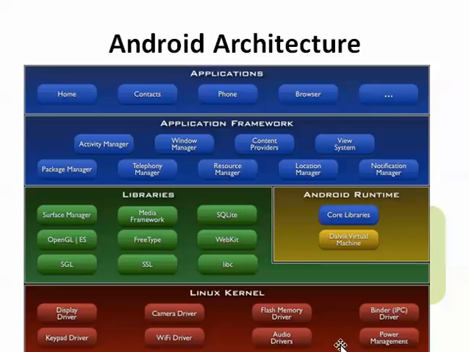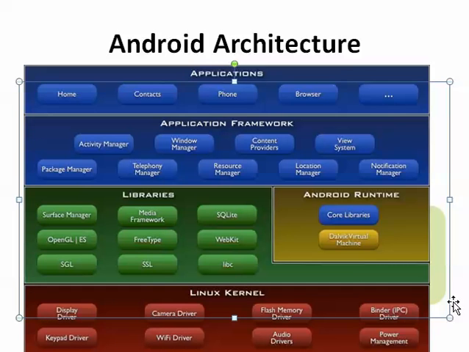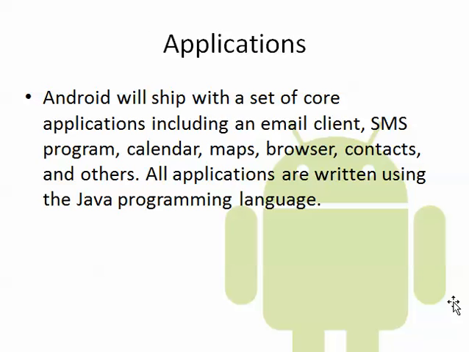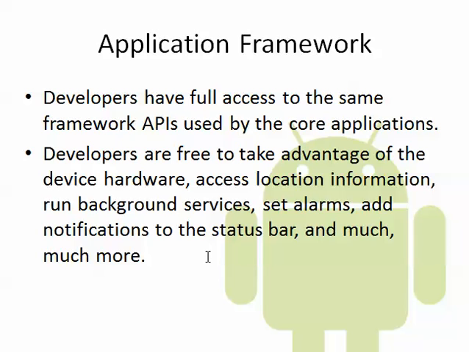Okay, so let's go with the applications. When you get a device that is using the Android platform, you know that it has some core applications already, like the email, the calendar, maps, browser, and so on. These are examples of some of the apps, and these were written in the Java programming language.